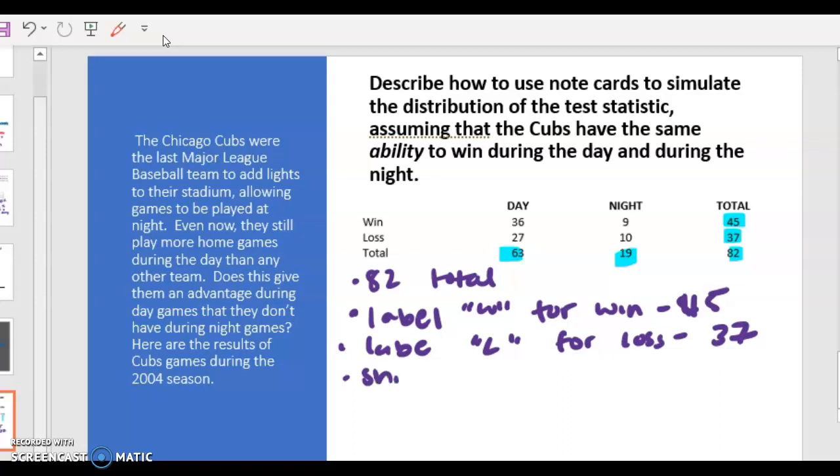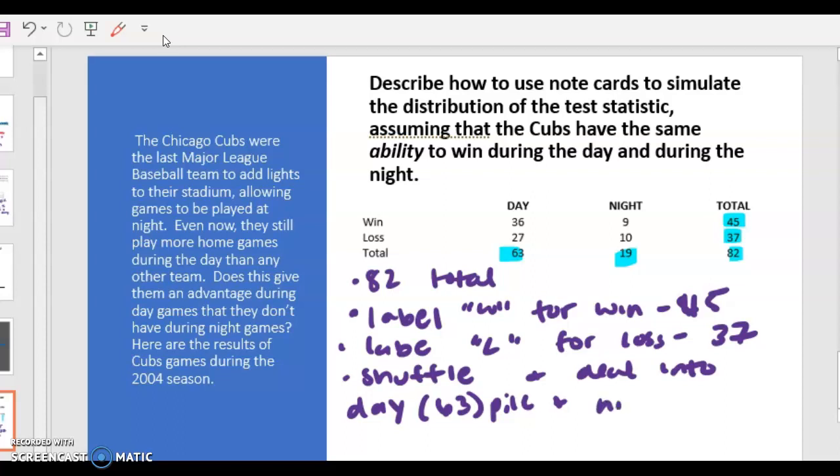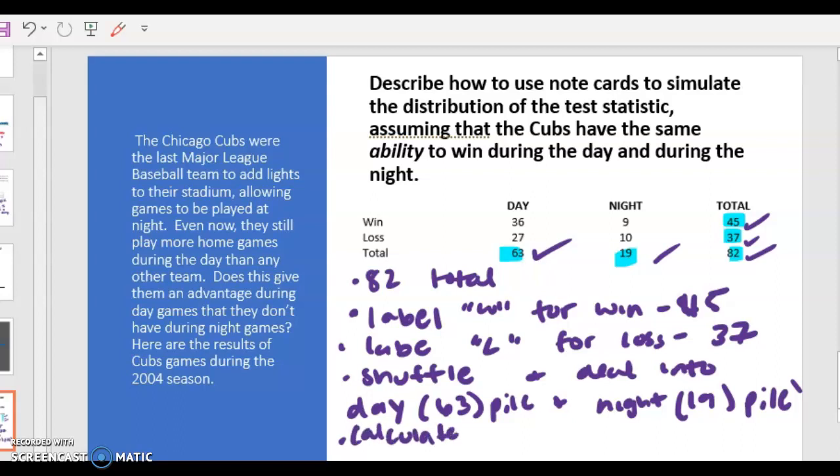You shuffle and deal into 2 piles for day and night. Day pile will be 63. And your night pile will be 19. So I want to make sure that you see every one of those 5 totals in your description in order to get full credit. The last step is you want to talk about how you're going to calculate the difference in performance, record on a dot plot, and repeat many times.